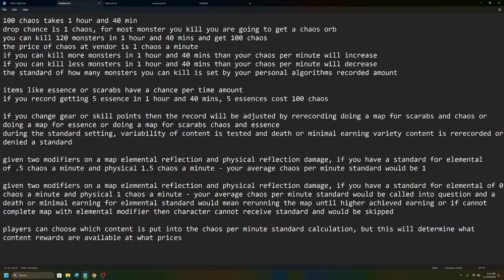Hello. Today we're going to be talking about the economy and markets in Path of Exile. So I have this text file open. I'll go over the contents of this, but just kind of a quick refresher on the last video that dealt with automation.